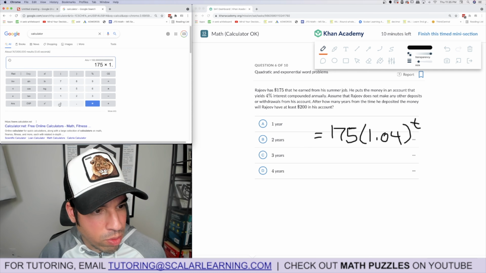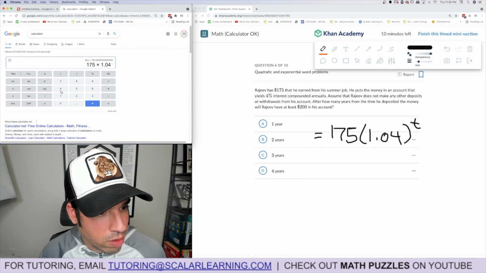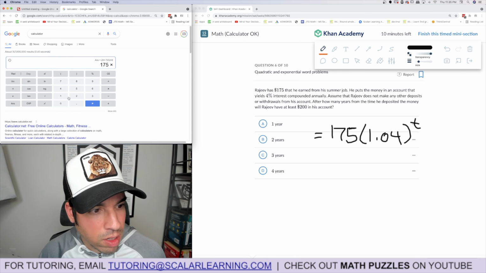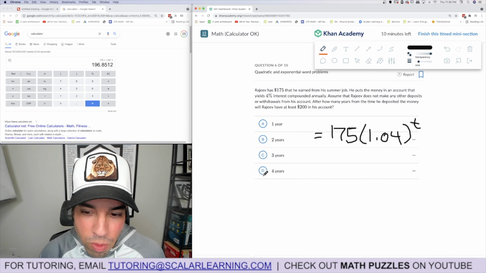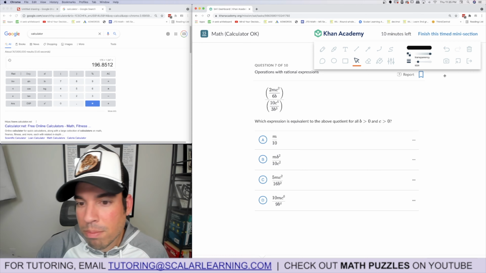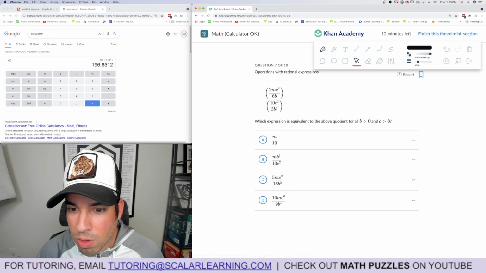175 times 1.04. Let's start with 4 years. Okay, so 4 works. And then 175 times 1.04 to the third power. That does not work. So 4 is the winner. Cool. Knowing that compounded interest formula is very helpful.